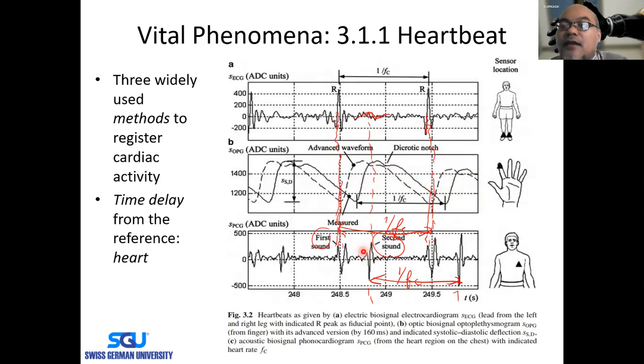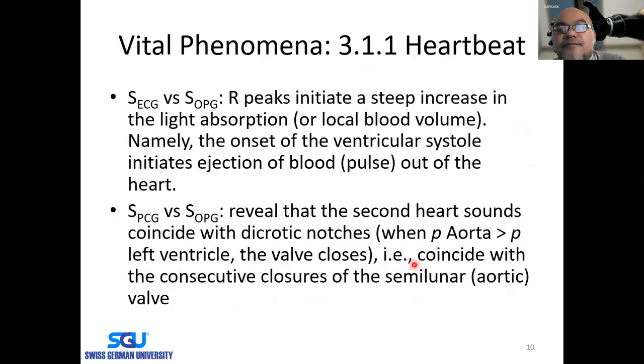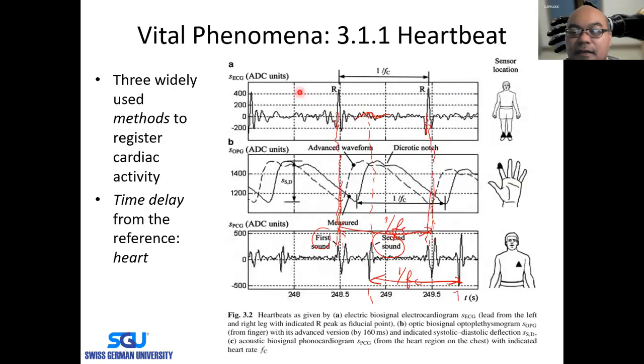That is during the T wave, when the semilunar valves close and the ventricle starts to relax. When the aortic pressure is larger than the pressure of the left ventricle, the valve closes, coinciding with the closure of the semilunar valve, the aortic valve, the valve between the ventricles and the systemic circulatory system. Okay, so far, is it understandable, what occurs here in these three signals?